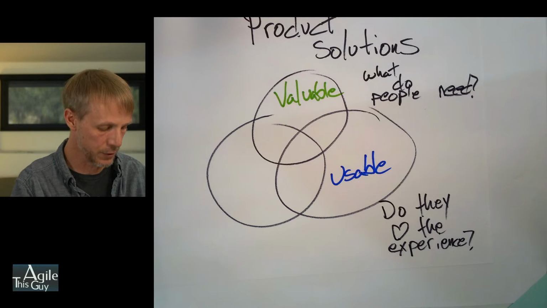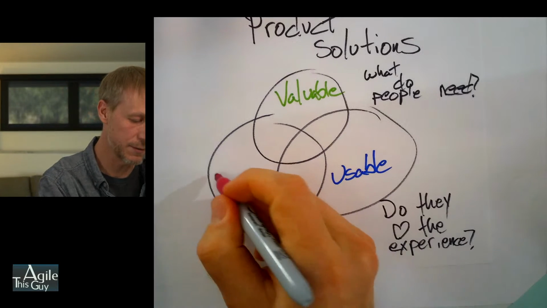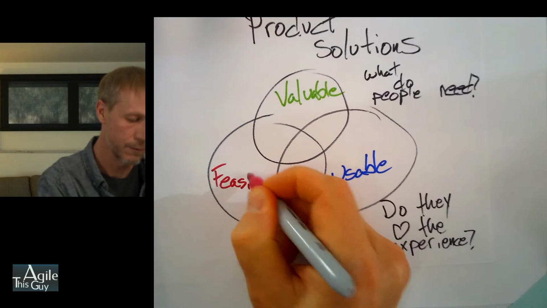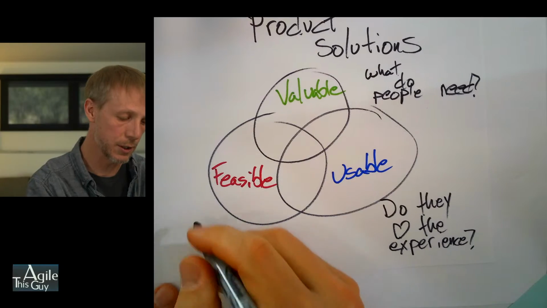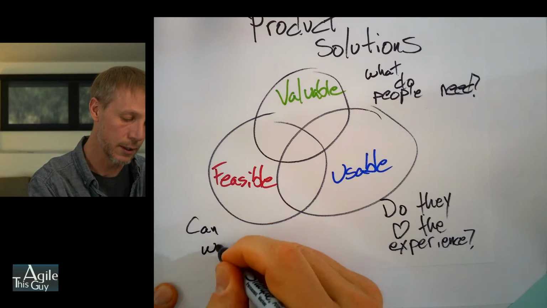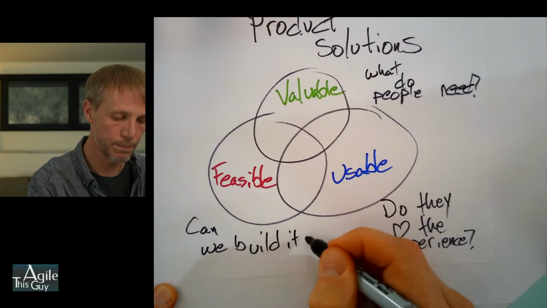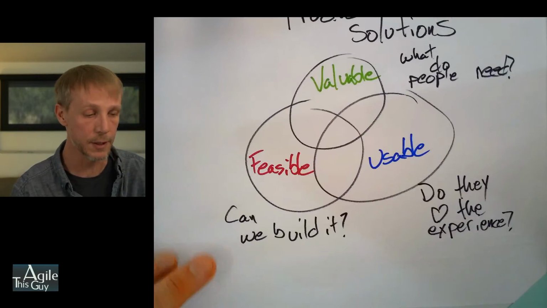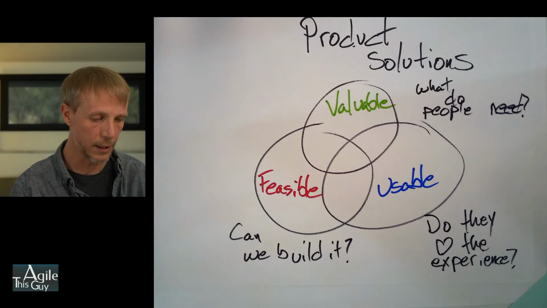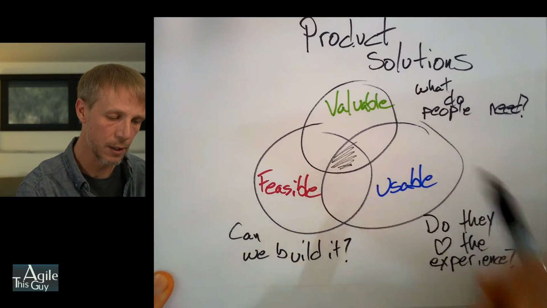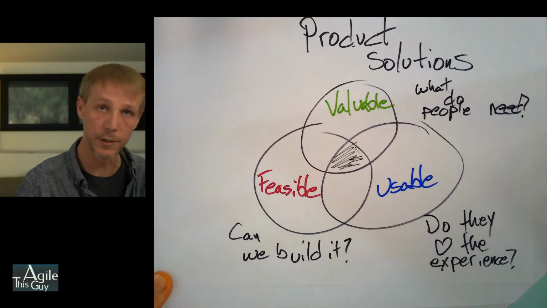And then, of course, we want to make sure that the solution is feasible for us to build. And that is another question to have answered. Can we build it given our technology and the people that we have and the skills and the time that we have? And so really the product solution is that little almond in the middle there of a valuable, usable, feasible product solution.